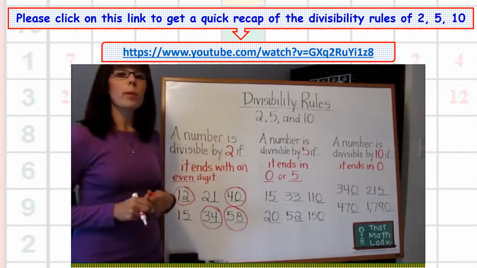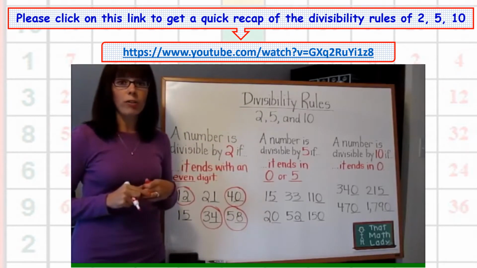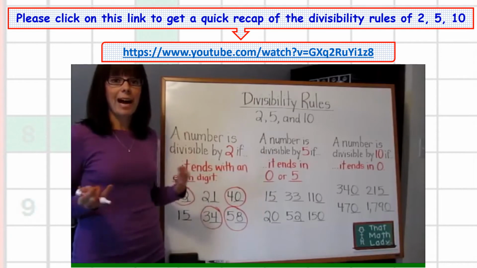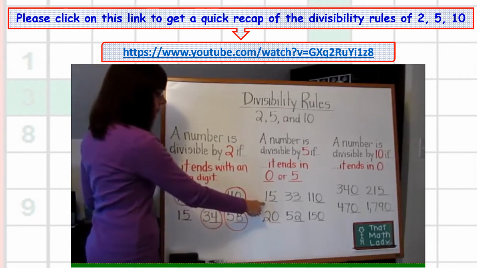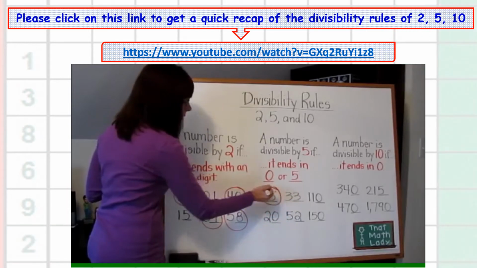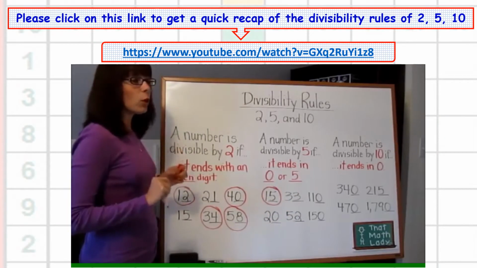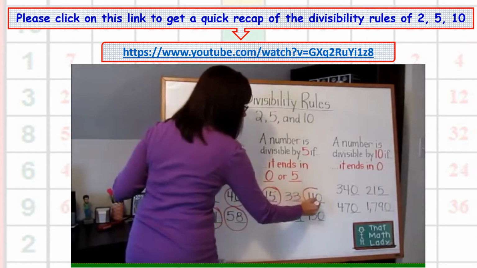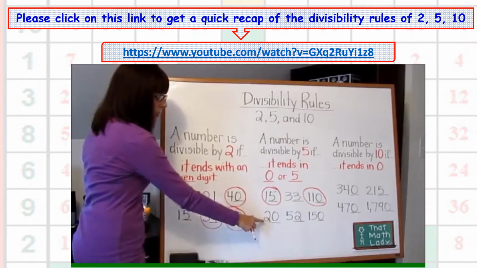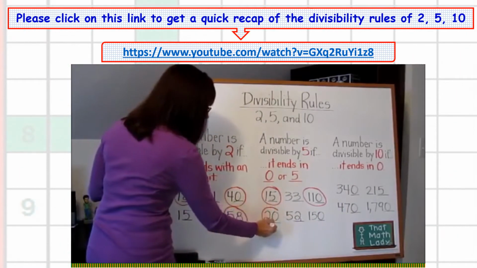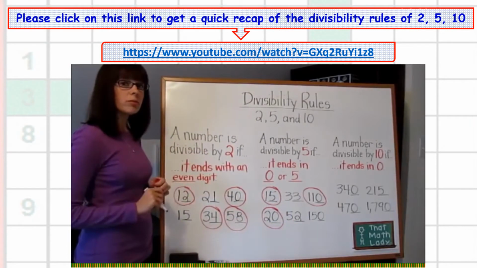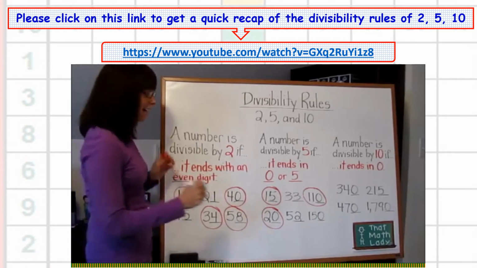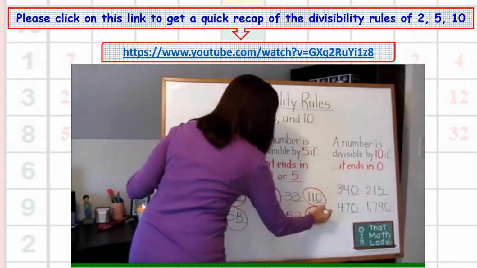Alright, a number is divisible by 5 if it ends with a 0 or a 5. So looking at these numbers right here, can you tell which ones are divisible by 5 just by looking at the last number? 15, yep, 15 is divisible by 5. What about 33? Nope, it's not. 110, yep, ends with a 0, so 5 will go into it evenly. And 20, yep, also divisible by 5. 52, nope, doesn't end with a 0 or a 5. But what about 150? Yes, it's divisible by 5.